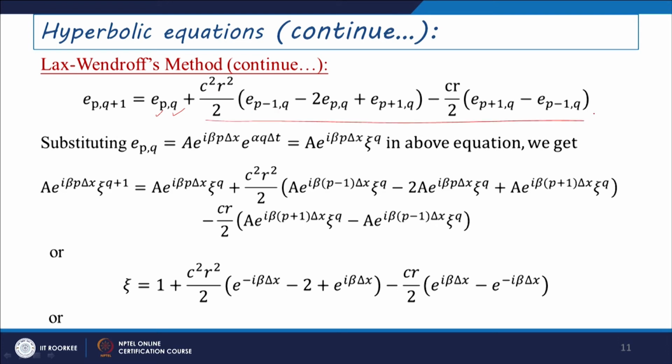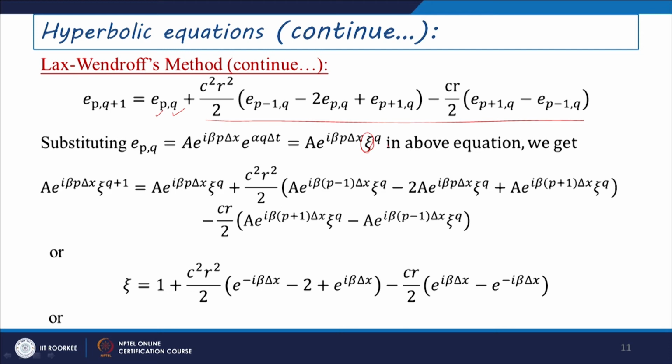And if we put E(p, q) in terms of a e to the power i beta p delta x e to the power alpha q delta t, this is expressed in the form of a e to the power i beta p delta x, and e to the power alpha delta t is written as zeta. So, it is written as zeta to the power q in the above equation.